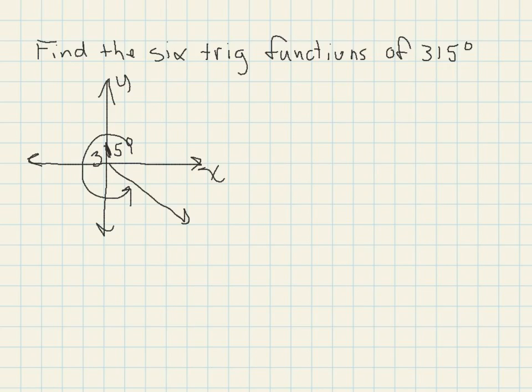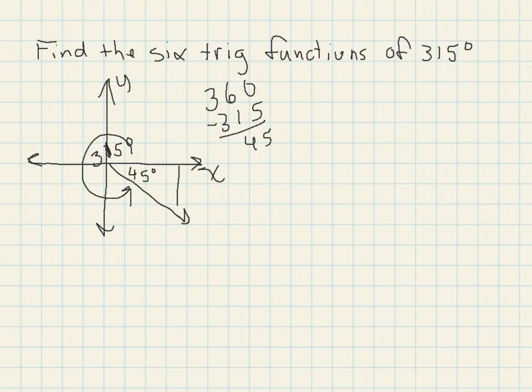Reference angles can be found by either adding or subtracting in order to find out what the angle is from the terminal side to the x-axis. In this case, we know one complete revolution, starting at the positive x-axis all the way around, is 360 degrees. If we subtract our 315 from that, that gives us 45 degrees. So we have a 45 degree reference angle.